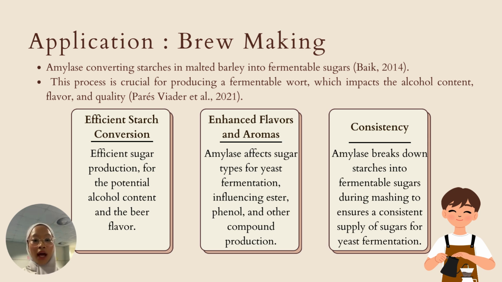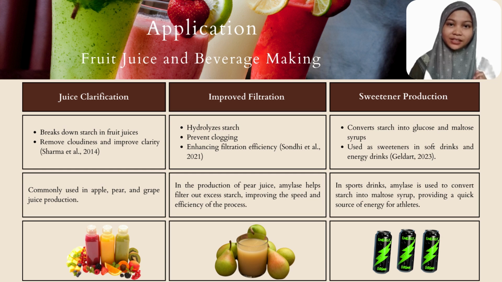The enzyme ensures efficient starch conversion by breaking starches into simple sugars, which yeast will use during fermentation to produce alcohol. Amylase also affects the types of sugar available, influencing the production of esters, phenols, and other flavor compounds that shape the beer aroma and taste. Finally, amylase promotes consistency in brewing by providing a steady sugar supply for yeast fermentation, and it will ensure a uniform result across batches. Besides that, amylase also plays a critical role in the fruit juice and beverage making.